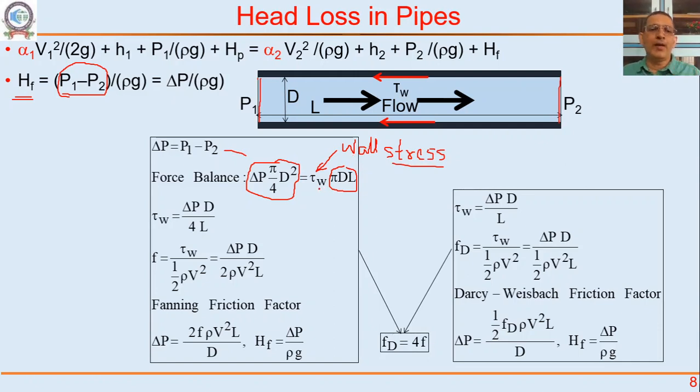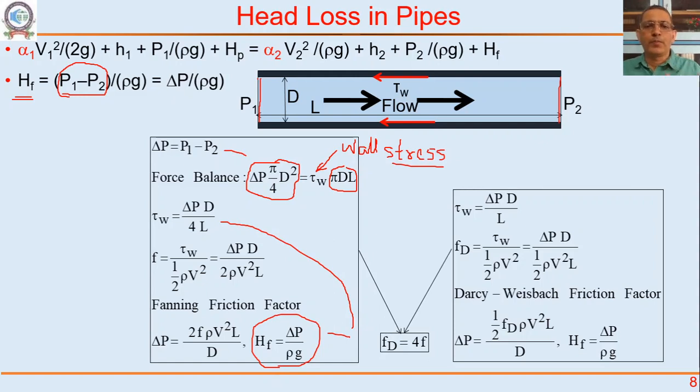Now, if I have to get this HF, H is delta P by rho g. If I divide this by rho g, so HF, capital HF would be delta P by rho g, you see, and this tau W can come from here. So now if I have to estimate friction, I will have to give you data for this tau W for all kinds of pipes in all kinds of fluids, right? And then it will become very cumbersome.